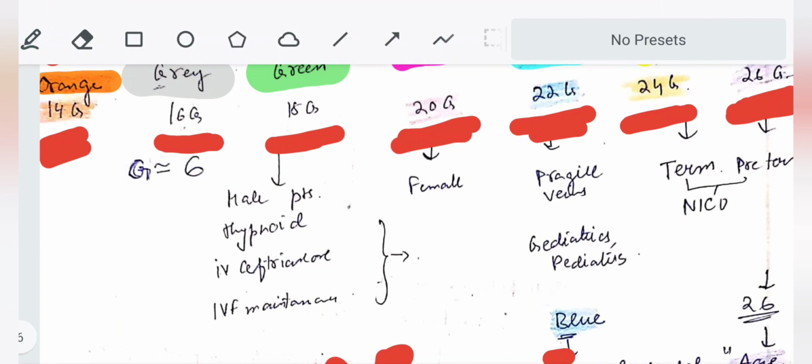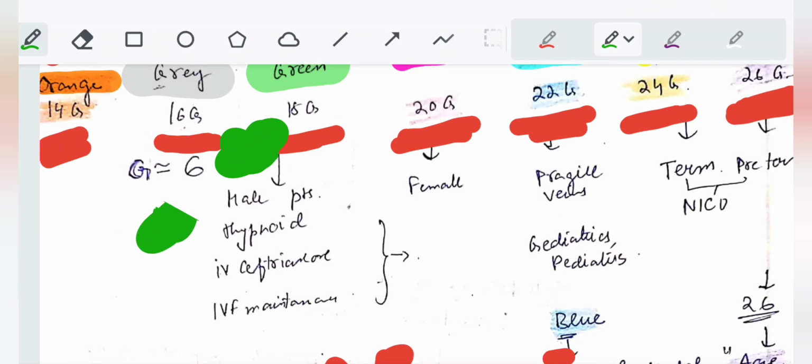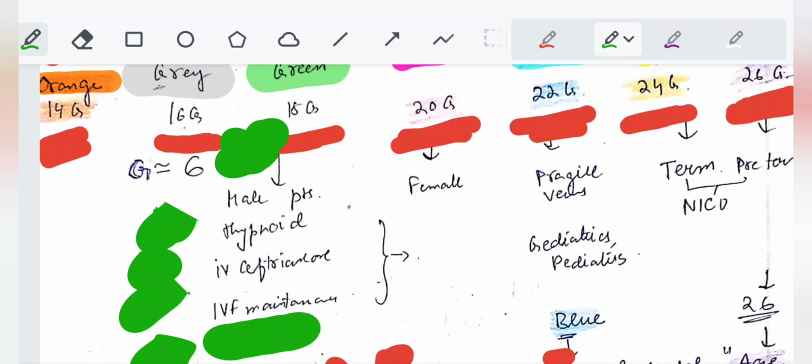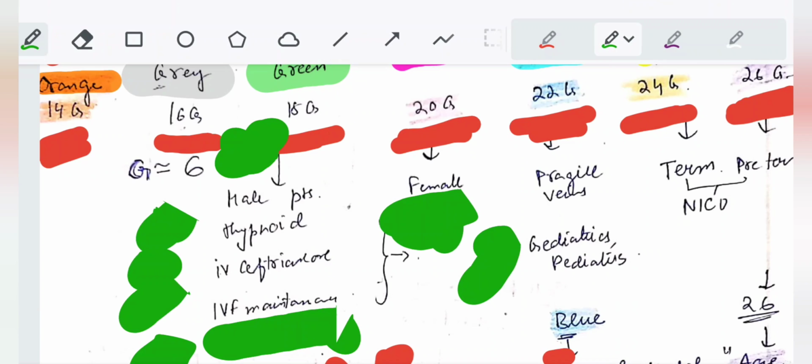Now, let's see the uses of it. 18 gauge is used for male patients, for typhoid fever patients, for IV antibiotics and IVF maintenance, and also in trauma patients we use green gauge. Then for female patients we use mostly the pink, because their veins are a little smaller in diameter, so we use 20 gauge. Then 22 is for fragile veins, that is in the geriatric, elderly population, and pediatric population.